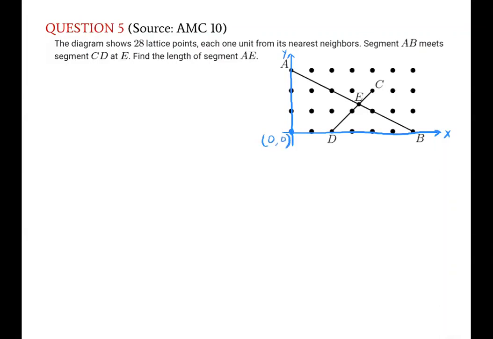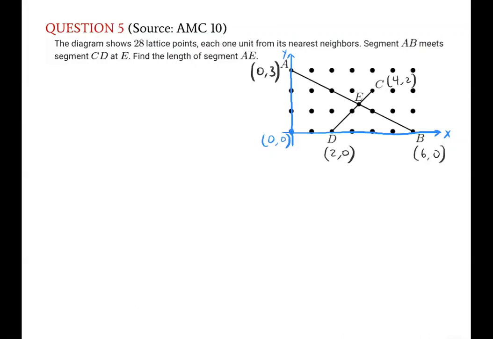And this will be the origin, 0, 0. If we do it like this, then we know that the coordinates of A will be 0, 3. The coordinates of C will be 4, 2. The coordinates of B will be 6, 0. And D will be 2, 0. So if we want to find the length of AE, then we want to find the coordinates of the point E. And that's what we're going to do.